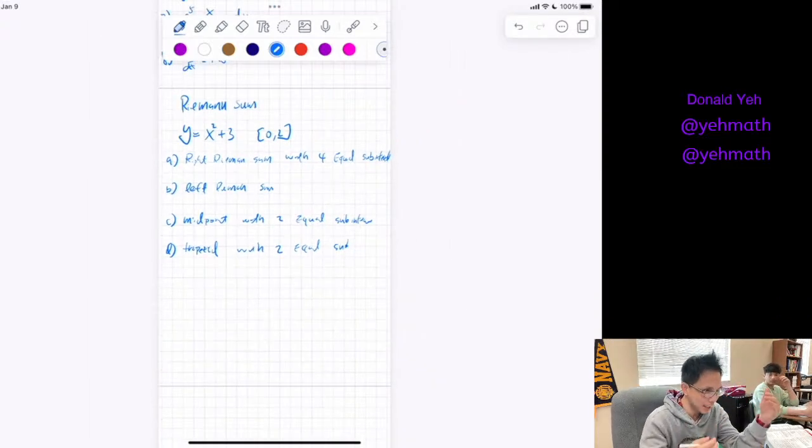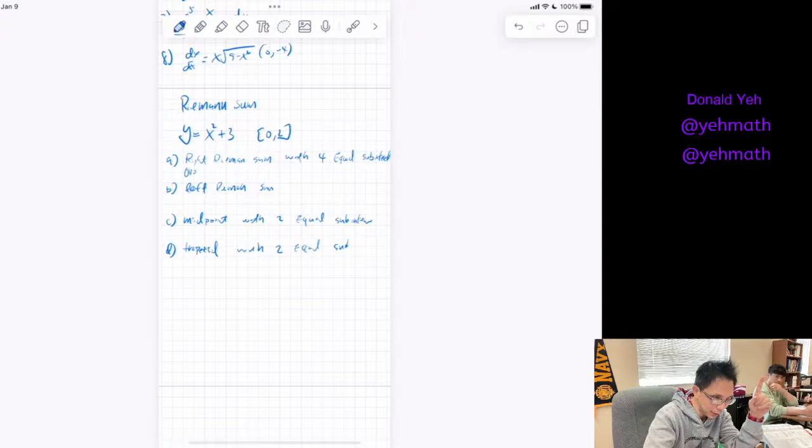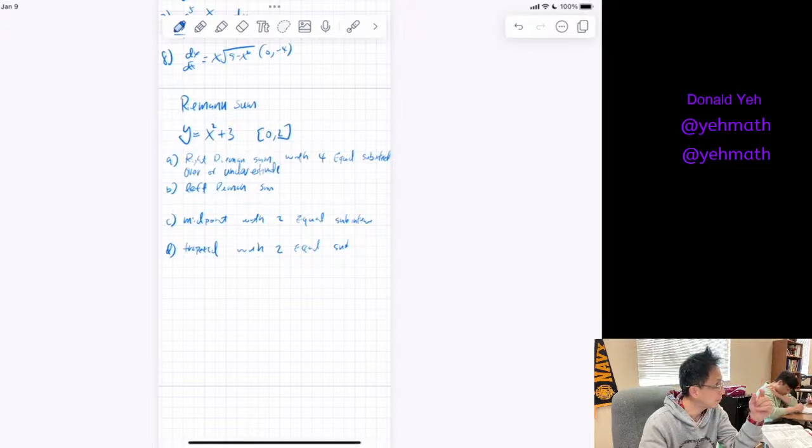Riemann sum, I can ask you, are they over or underestimates on this question? You gotta tell me why. Why? Right Riemann sum is over or under? Why? It's increasing. Good job. Is left Riemann sum over or under? Under, because it's increasing as well. Because if it's increasing, on your leftmost, it's going to be under.